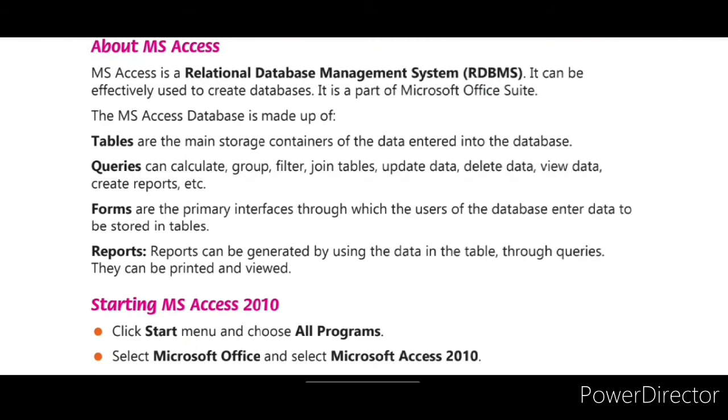MS Access database is made up of 4 sections: tables, queries, forms and reports. What are tables? Tables are nothing but the intersection of rows and columns. They contain data in the form of rows and columns. So tables are the main storage containers of the data that we are entering into the database.